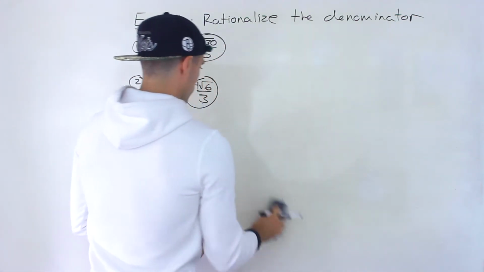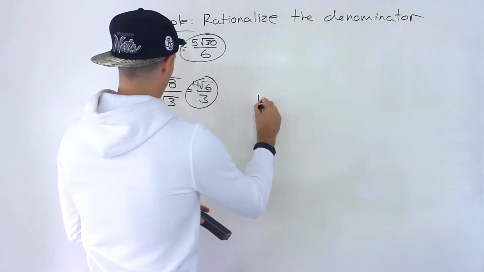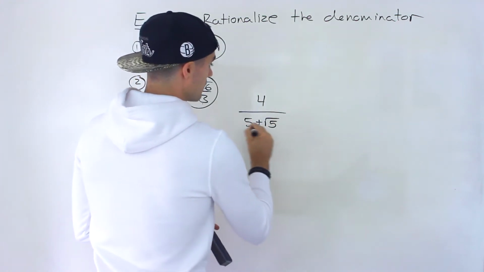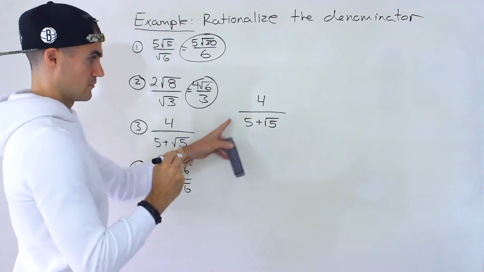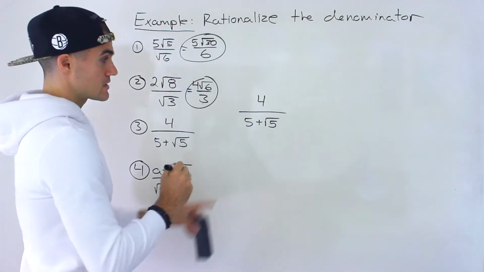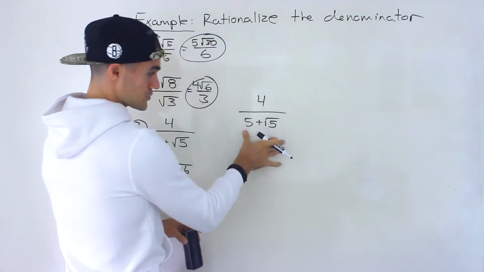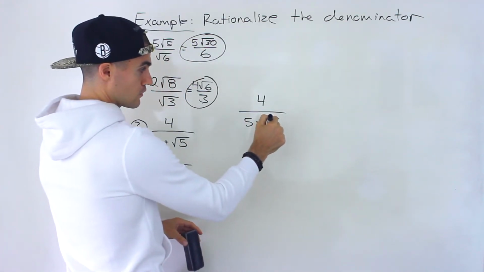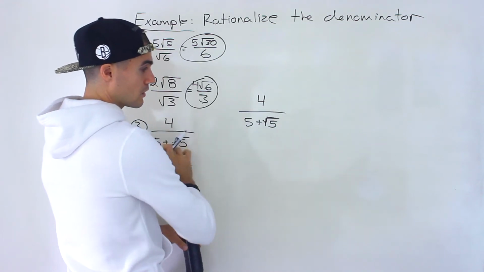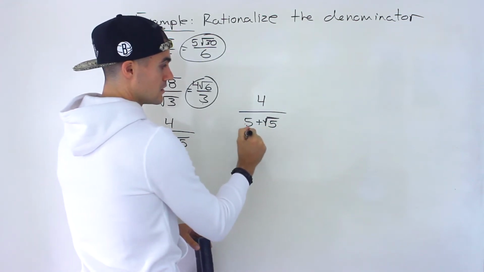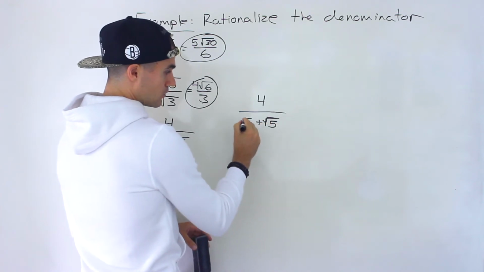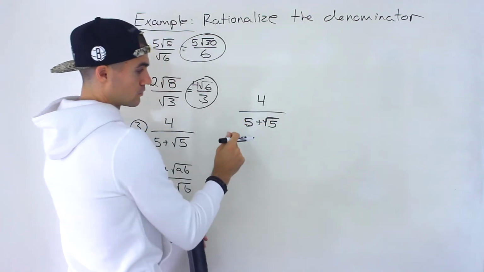Moving on to number 3, we've got 4 over 5 plus root 5. So notice we have a 2-term radical here that we have to rationalize. First off, can we simplify this any further? No, we can't. The root 5 doesn't simplify. There's nothing we could factor out from both of these. The 5 is common, but the 5 is inside the radical, while over here there's no radical.